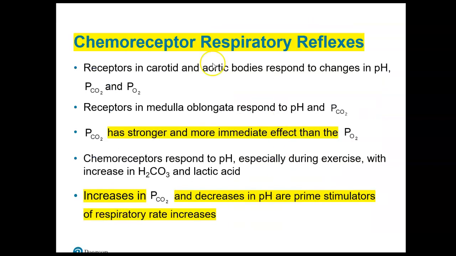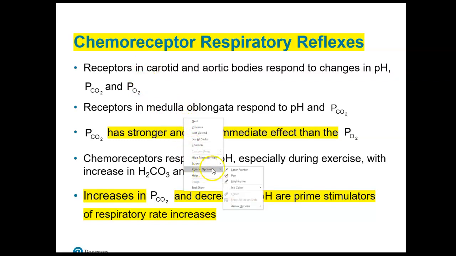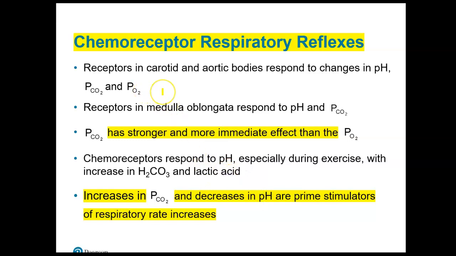All right, skipping some of this. I do want to just go through chemoreceptor respiratory reflexes, some factors that are involved in control of respiratory rate. One factor that has a very strong effect is the partial pressure of carbon dioxide. In fact, the levels of carbon dioxide dissolved in your blood have a greater effect and a more immediate effect than the levels of oxygen. Typically, if you have high carbon dioxide, that corresponds with low oxygen. But your chemoreceptors are stimulated more by carbon dioxide levels than oxygen levels.